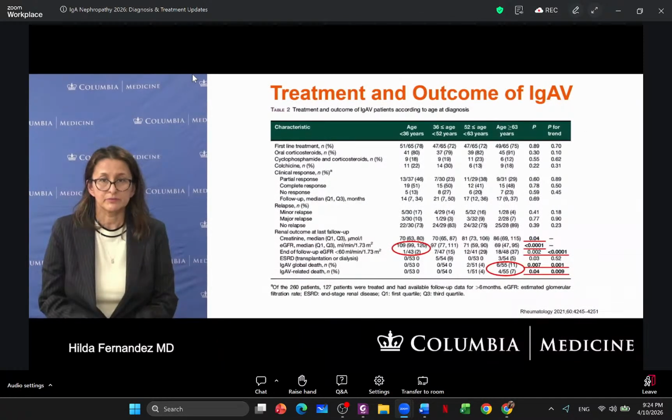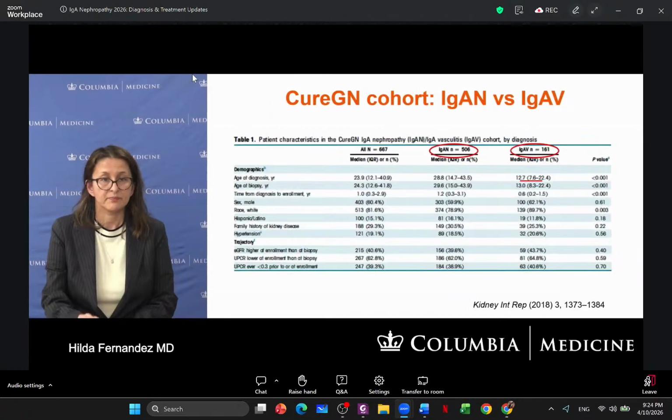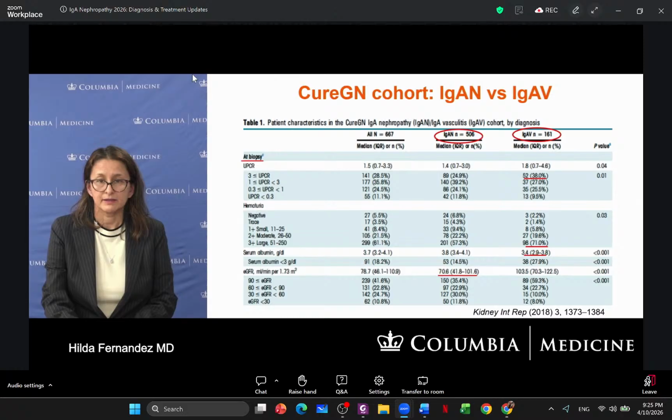If you look at outcomes for IgA vasculitis after you've treated them, again, children or younger people tend to do much better than older patients. And if we look at the cohorts in CureGN, looking at IgA nephropathy versus vasculitis, you can see that our vasculitis patients are definitely much younger, at 12 years of age. And at biopsy, they have a lower degree of proteinuria, and their GFRs are higher than in the IgA nephropathy group.